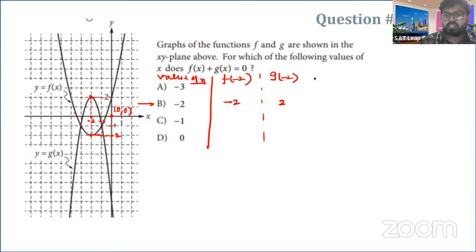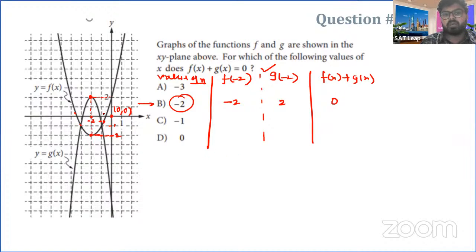So if you do f(x) plus g(x), what does f(x) plus g(x) come out to be? That is 2 plus -2, which is 0. And that satisfies the criteria that f(x) plus g(x) is 0, which means the correct answer has to be -2. At this value of x, f(x) plus g(x) is 0, right?